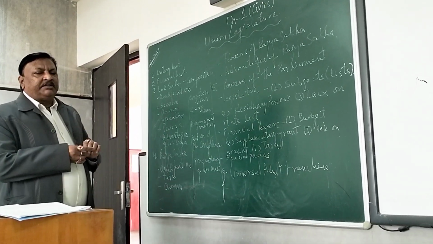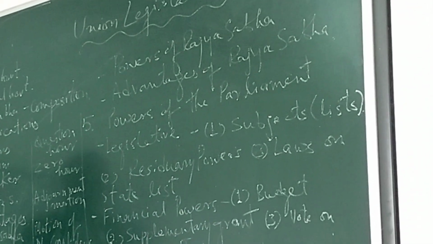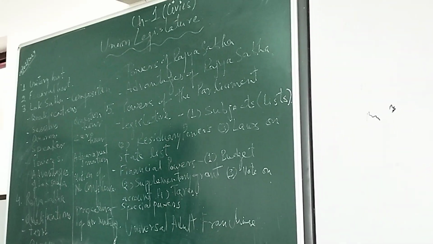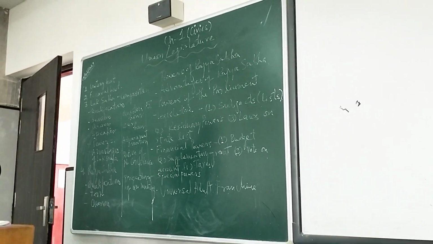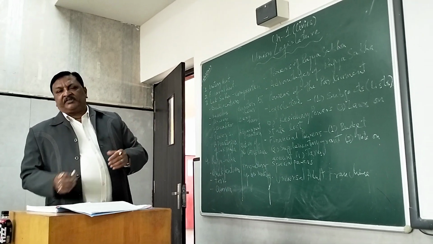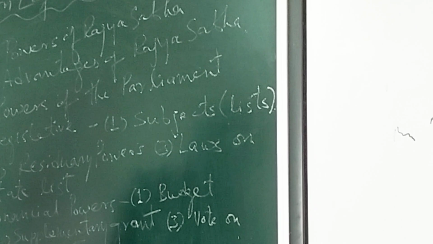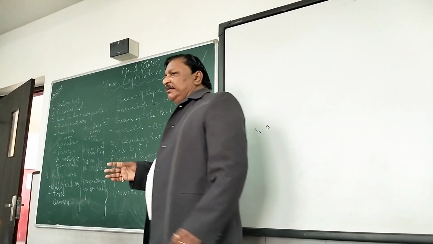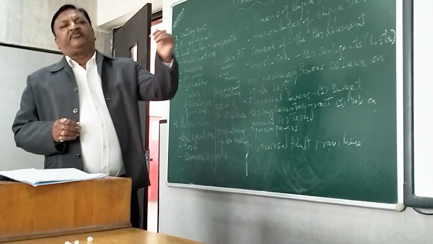Now we'll deal with the powers of the parliament. Now let's see the first power, and that first power is called as the legislative power. Legislative power means it is regarding the law making powers. Now in the law making powers, the first topic is subjects. Now there are three kinds of subjects. One subject is the union list, the other list is the state list, and third list is called as the concurrent list. Now what are these three lists?